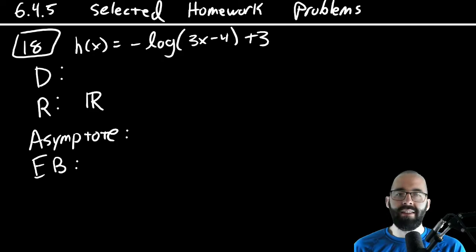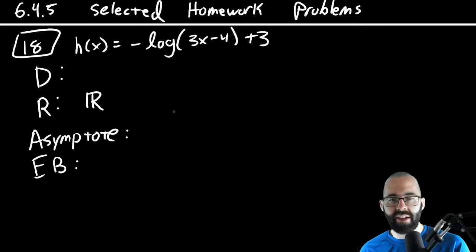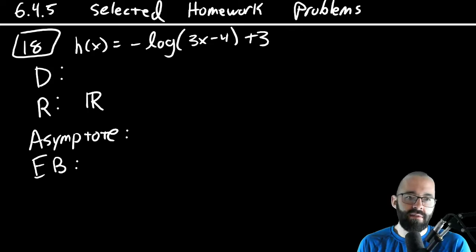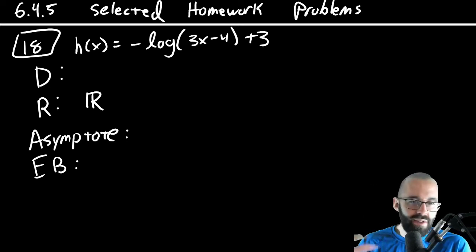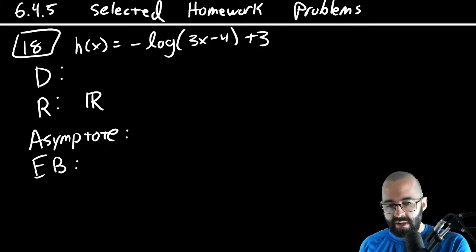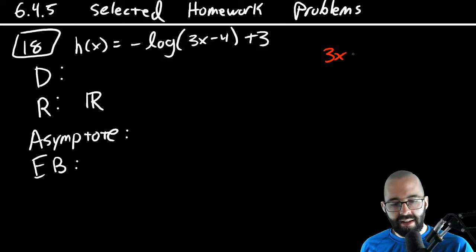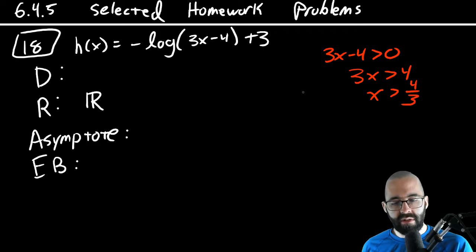The domain. We can't take the logarithm of a negative number. We showed that in the last video. It's because the domain of a logarithm is the range of an exponential function, and exponential functions are never negative unless we have function transformations. So we go off to the side and say the inside of this logarithm has to be strictly positive. So 3x has to be bigger than 4, or x has to be bigger than 4/3.